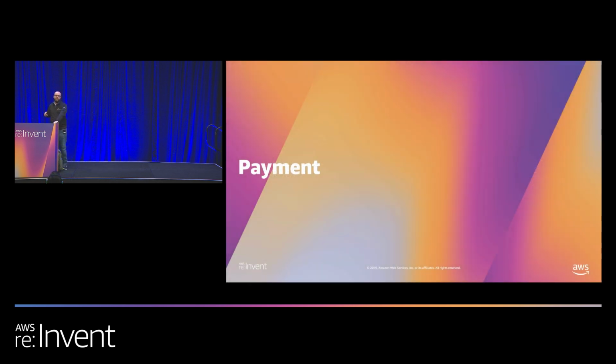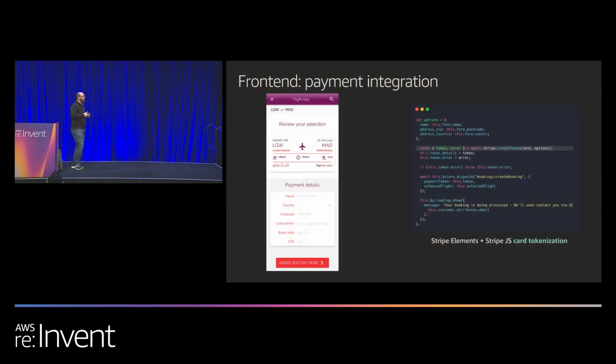Next piece is about payment. Payment is a two-way street. First, you need the front end, the UI pieces. Stripe.js and Stripe Elements makes it so much easier to do this. I'm not sure if you can notice, unless your eyes are really, really sharp, card number, expiry date, and CVC are actually not real fields in my UI. These are actually an iframe that goes to Stripe.